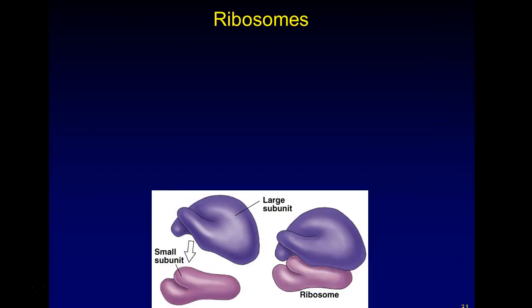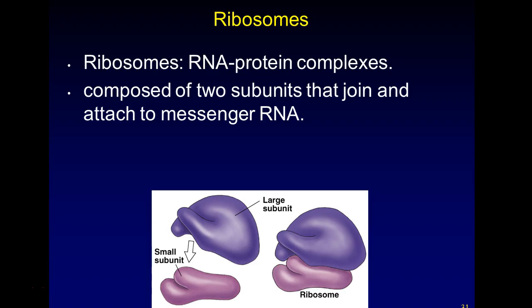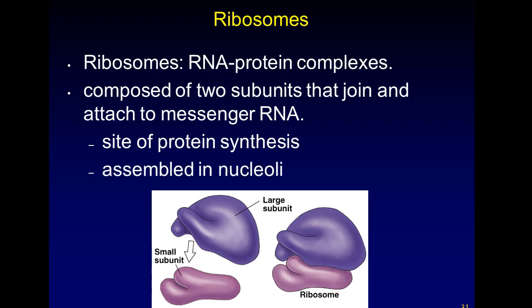Ribosomes, one of my favorite organelles. They're so cool looking. So when you learn them before, they look like these little dots. But really, they have two subunits, a large subunit and a small subunit. Ribosomes are RNA protein complexes. They're composed of two subunits that join and attach to messenger RNA, and they're the site of protein synthesis. So if you remember, it attaches to the mRNA, which is only one line, and it reads the code by moving down the line and attaching amino acids together through dehydration synthesis to make a polypeptide. These ribosomes are made in the nucleolus.